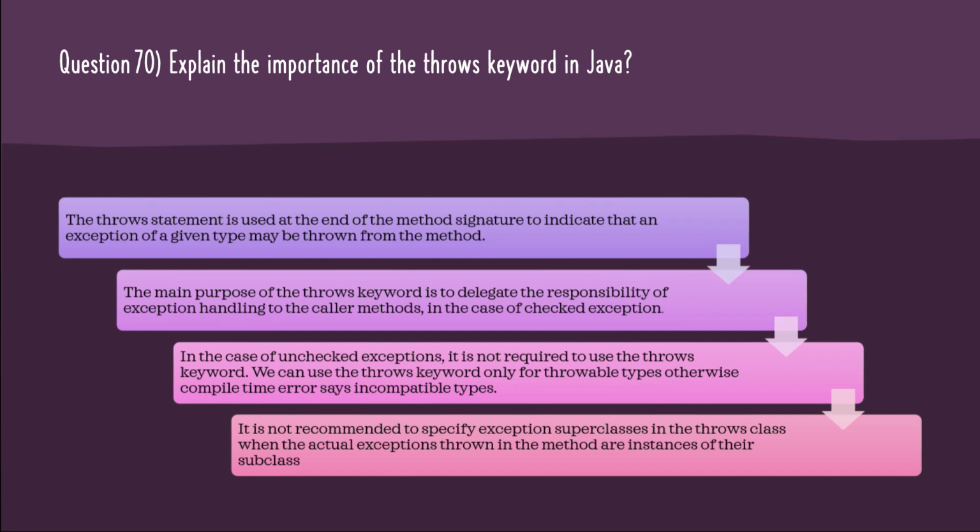We can use the throws keyword only for throwable types, otherwise a compile time error says incompatible types. An error is unchecked, it is not required to handle by try-catch or by throws. Note: the method should throw only checked exceptions and subclasses of checked exceptions. It is not recommended to specify exception superclasses in the throws clause when the actual exceptions thrown in the method are instances of their subclass.